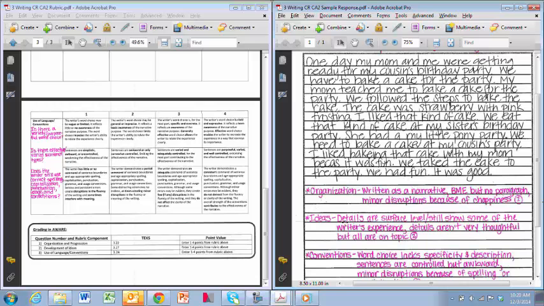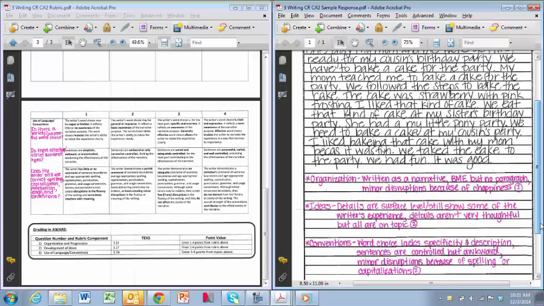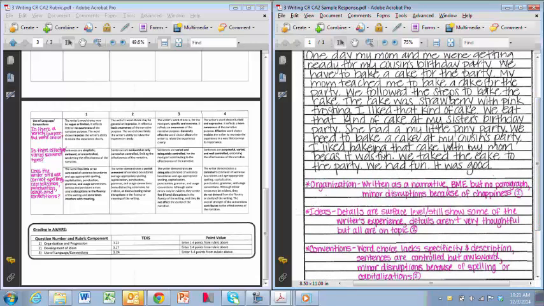For ideas, this has to do with the details. So there are some details that are really surface level about baking the cake, but they're still showing some of the writer's experience, just they're not very thoughtful. And at times, you can see down here, she talks about the party was a My Little Pony party. So it's not really on topic. So while some of the details were there and some of them weren't, I gave it a level 2. I wouldn't give it a level 3 or 4 unless every single detail in the story was about baking that cake.